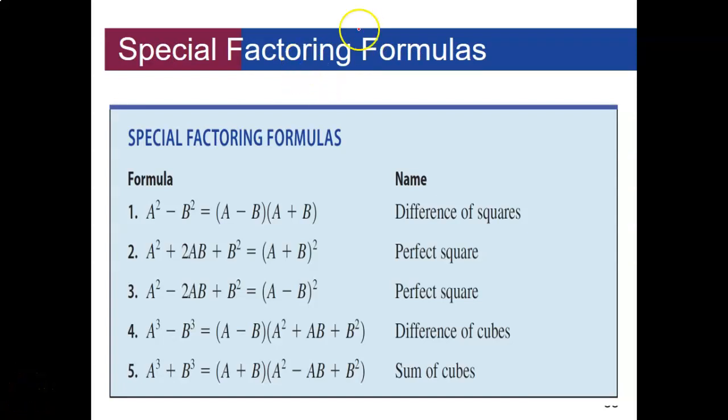Okay, we have some special factoring formulas that you need to be familiar with. The first one here is the difference of squares. Notice we do not have a sum of squares. It is not possible to factor a sum of squares. It is possible to factor the difference of squares. So this would be the rule that we would be using here.